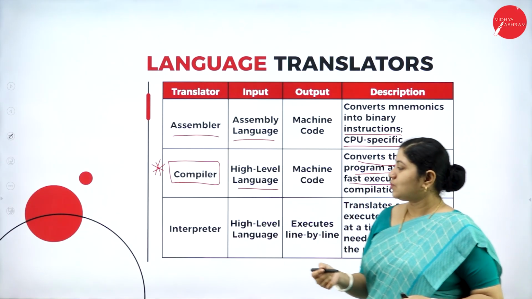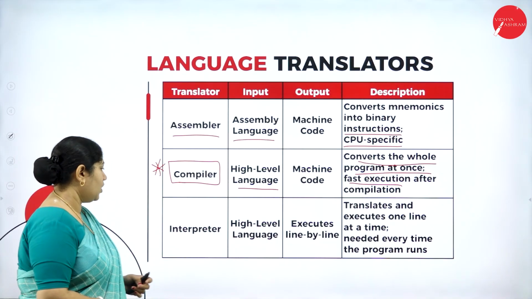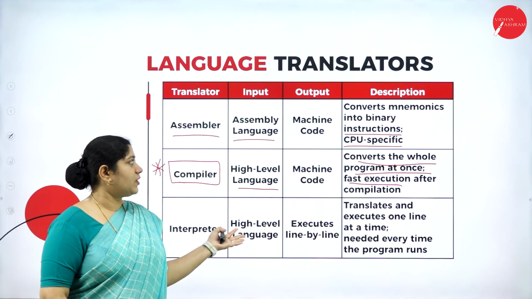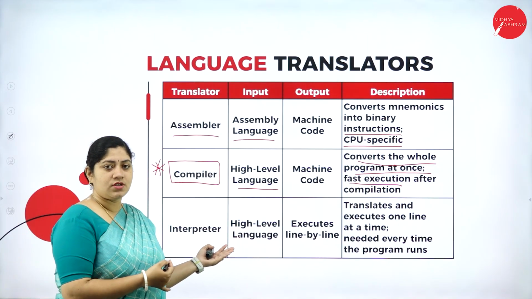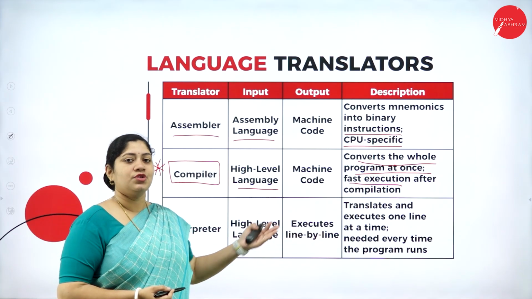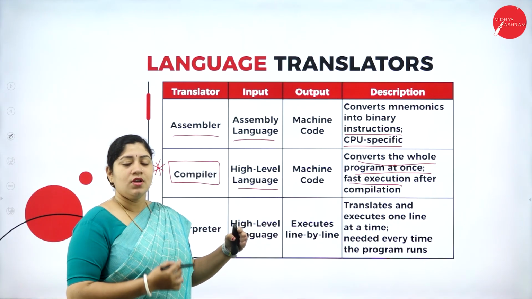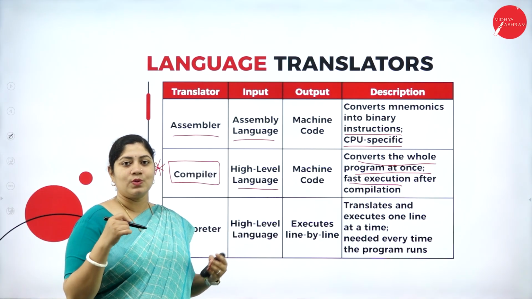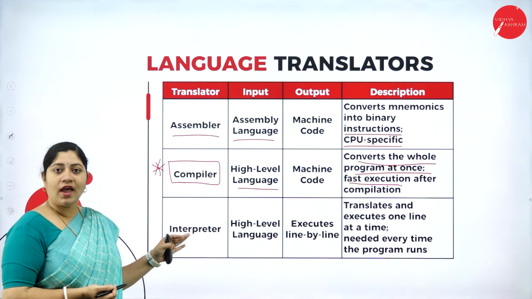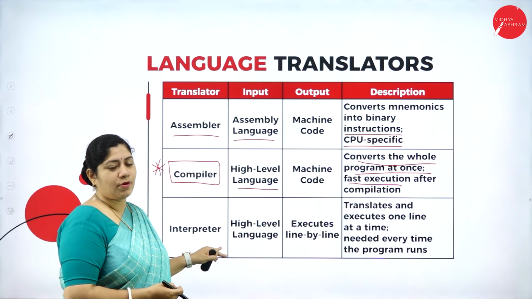Okay. So let's see the next one, that's none other than the interpreter. In the interpreter, the input will be high level language, and the output we get from this interpreter is expected to come line by line. So we can describe it as translating the information line by line. So we can say it is a time consuming task and we need to run the program each and every time. So that's all about the interpreter.